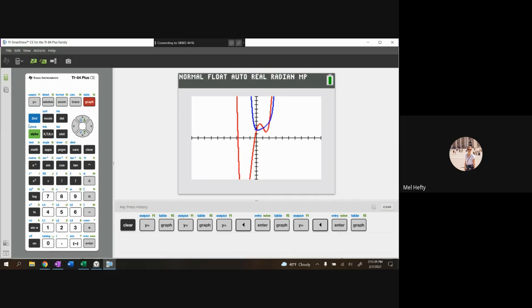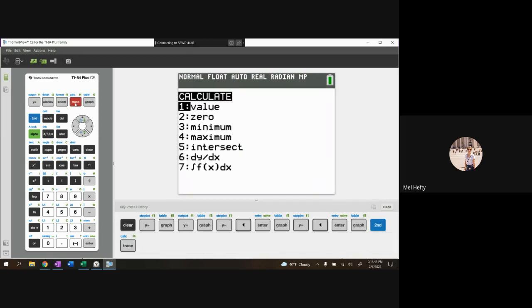Second calc or second trace. That's getting to this calc menu. So the blue button and then trace. We want intersection, which is number 5. I like to just literally press the number 5. You can scroll down and press enter though.